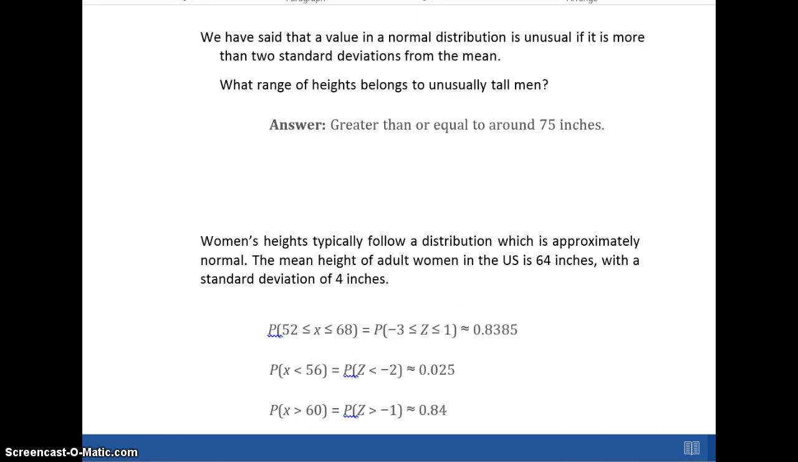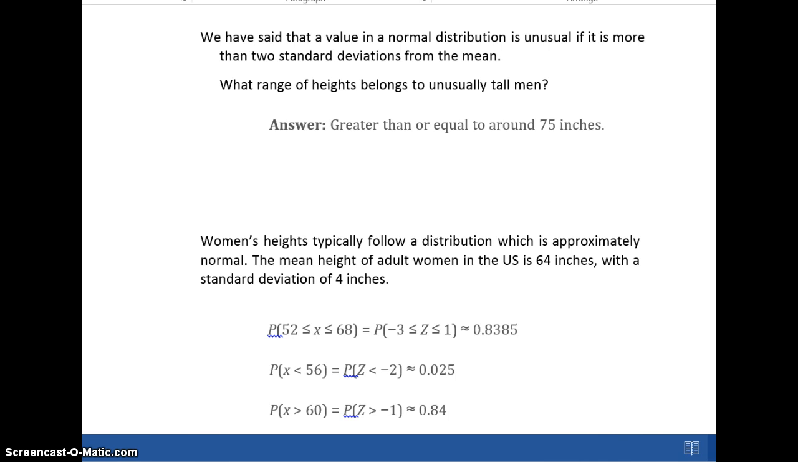Okay, we have said that a value in a normal distribution is unusual if it is more than 2 standard deviations from the mean. So now, a value is considered usual if it falls within roughly the 95% of most of the data. That's within 2 standard deviations of the mean. If it's more than 2 standard deviations from the mean, then it's considered unusual. Now that could be more than 2 standard deviations above the mean, or more than 2 standard deviations below the mean.